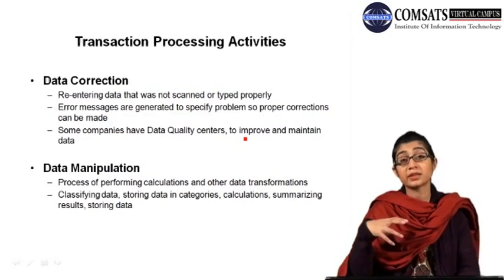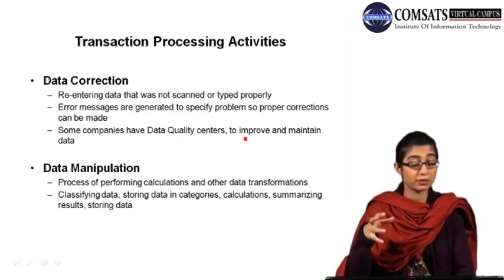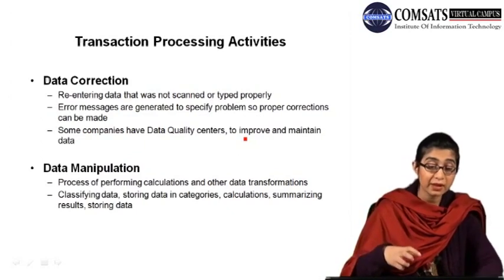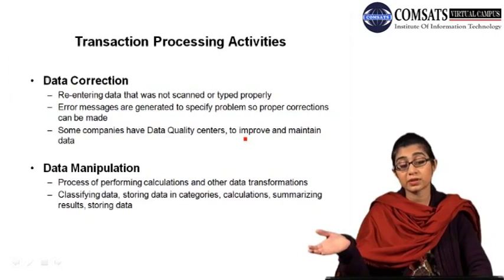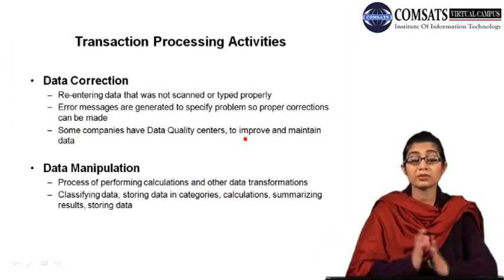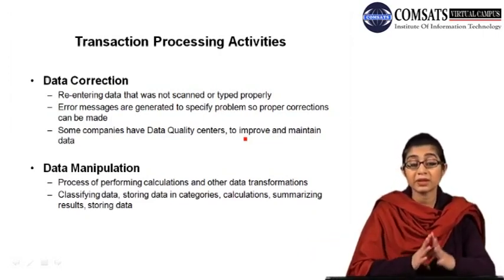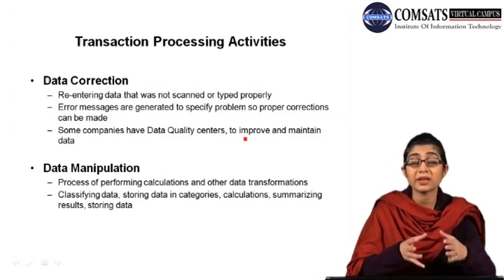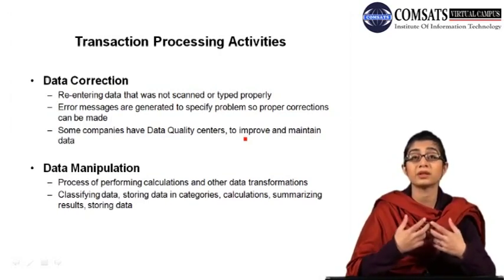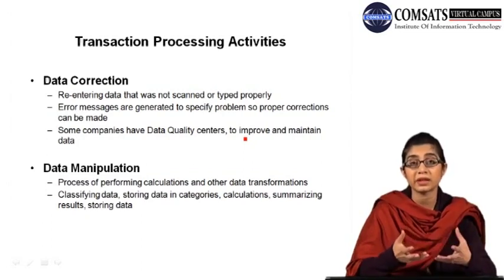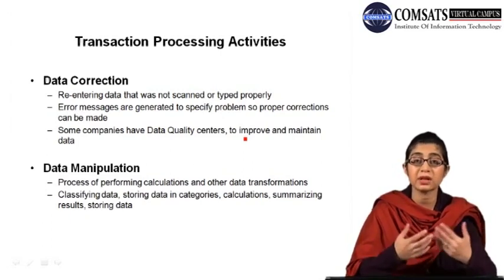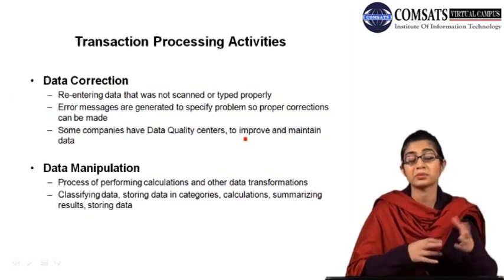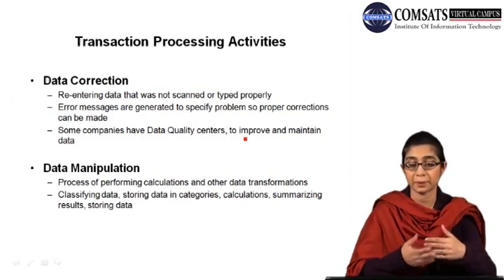Next process is the data correction. Again, like we said, when it goes through the process of data editing, it is checked either the data is correct or not. If it's correct, it goes through the data manipulation phase, or it goes to the data correction phase. Why? Because आपका जो डेटा है उसको आप इनकरेक्ट तो नहीं छोड़ सकते, आप कोई एरर मैसेज देंगे, कोई अलार्म देंगे, कोई इस किस्म का मैसेज देंगे, वार्निंग देंगे on the system that this is incorrect, you have to correct it. So the person has to re-enter the data that was not properly scanned or not properly typed.